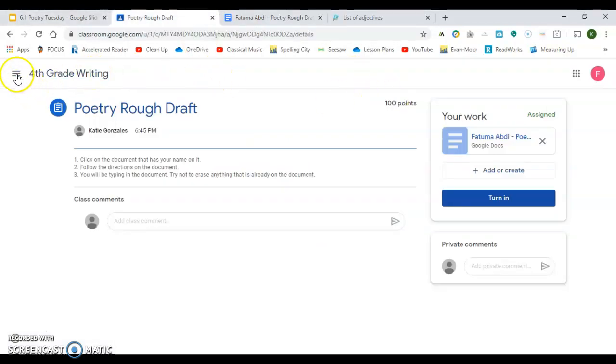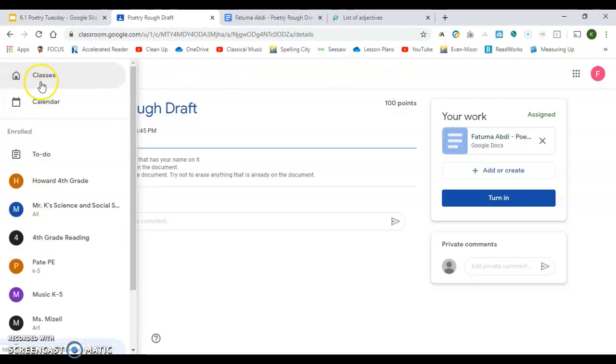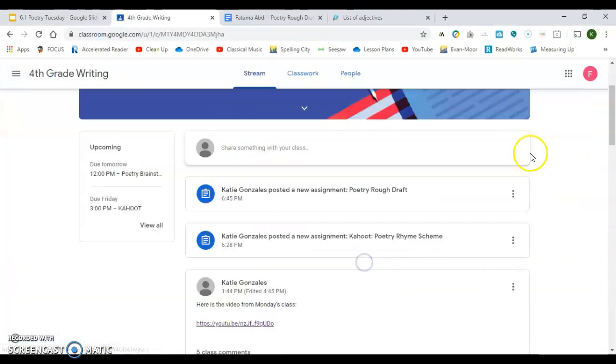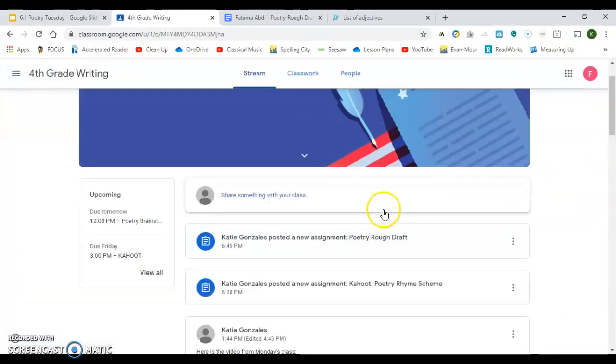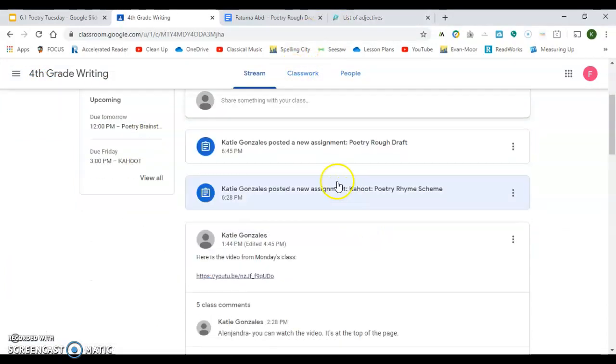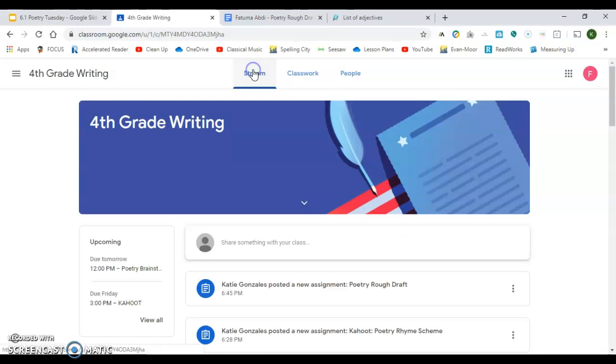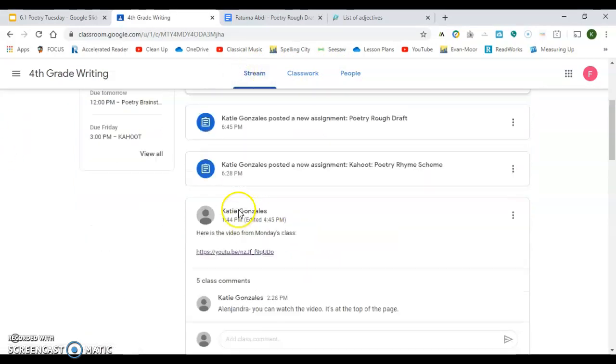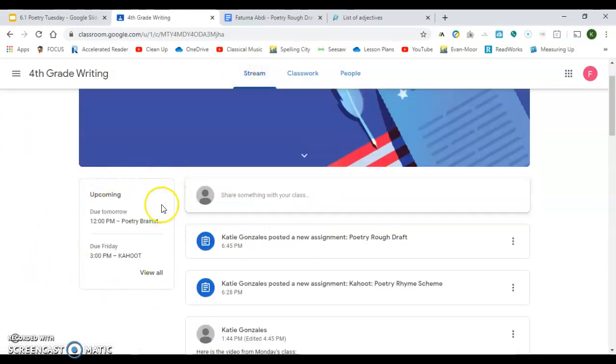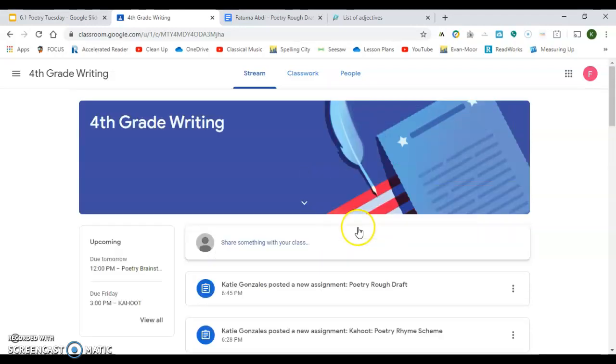So now you can go ahead and do that assignment. You have some other assignments. Okay, you're going to have some other assignments that you're going to see coming up under classwork. Okay, you can always click on classwork to find all your assignments. The stream button takes you back here. Right here shows you your assignments that you need to get done and when they're due. Okay, and yeah, that's pretty much it.